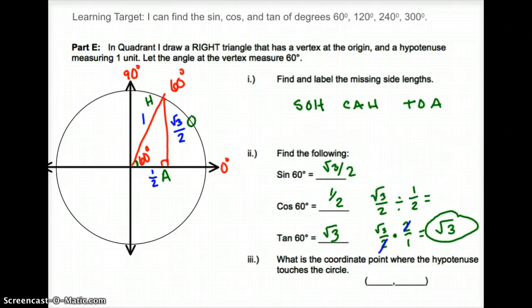The next question asks us for the coordinate point where the hypotenuse touches the circle. So they're asking for that yellow point there. What would be the ordered pair for you to end up at that yellow point? Well, it's not that bad. Think about how much of an x value you went over, which was 1/2, and what y value you went up to reach it, which was radical 3 over 2.